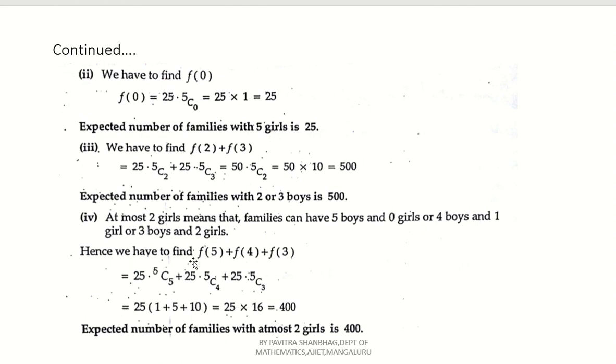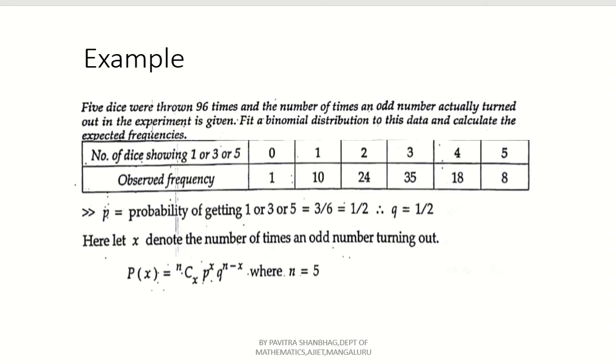So what you will get? You need to find f of 5 plus f of 4 plus f of 3. That is 25 into 5C5 plus 25 into 5C4 plus 25 into 5C3. So 25 keep out. What is 5C5? 1. 5C4 is 5, plus 5C3 is 10. Simplify, 16 into 25, 400. So 400 families are expecting at most 2 girls. Okay. Now let us move to the next problem.